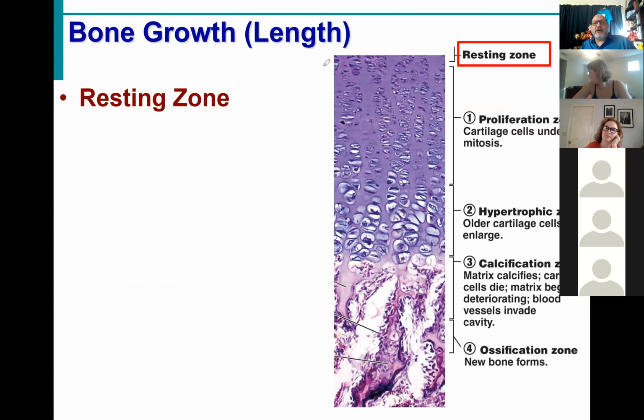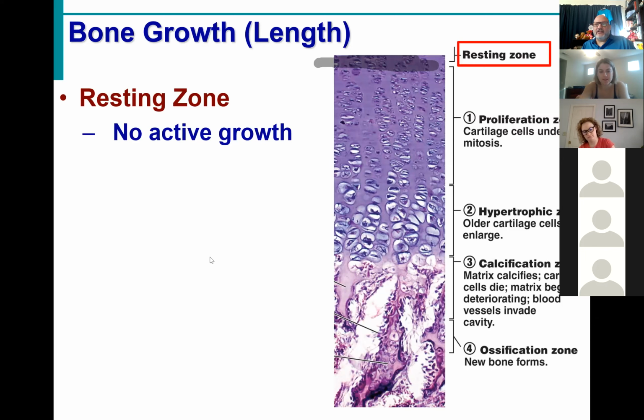So as we talked about, first up here, we have our resting zone. Again, the resting zone is not dead. There's just no active growth taking place. It is just hyaline cartilage, being hyaline cartilage, acting as that anchor for the epiphysis.